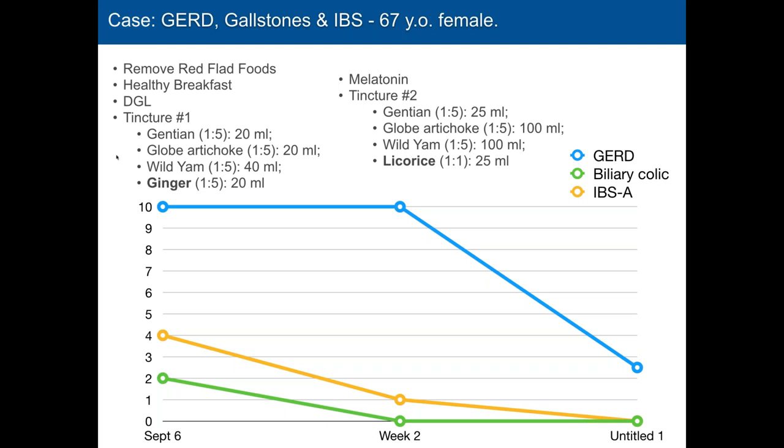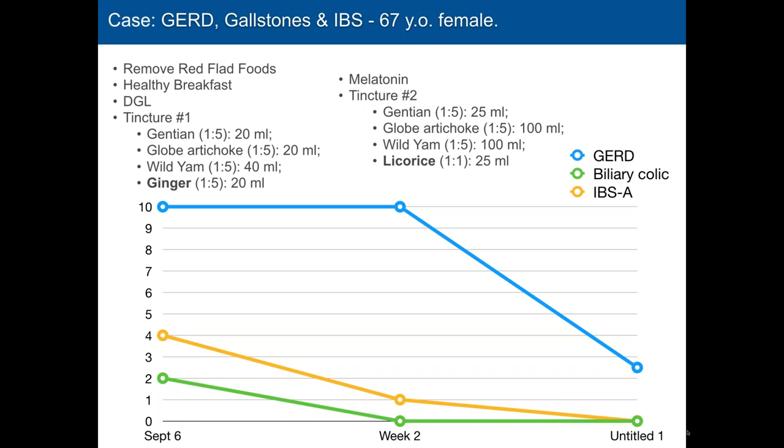Then what I did was I switched out the ginger and switched it for licorice to get more of a demulcent action. And also gave her melatonin at night. And you can see, last time I saw her, my dates aren't right because I was trying to get this done last night. I forgot to do that. So about a month and a half later, her reflux is almost entirely gone. That tincture is working great for her now.